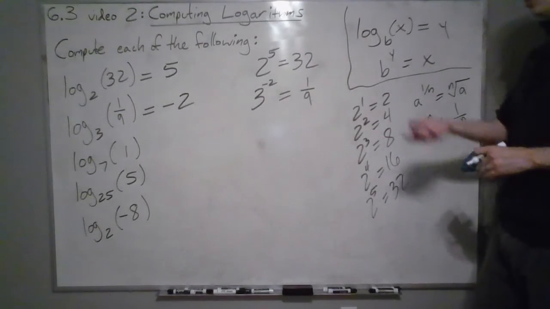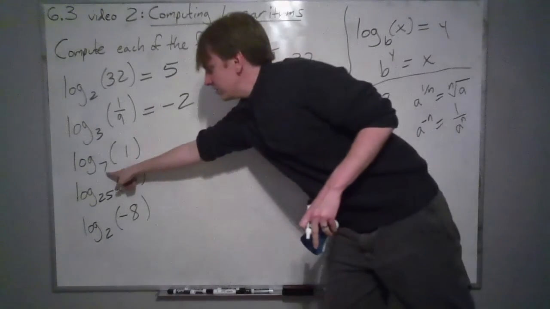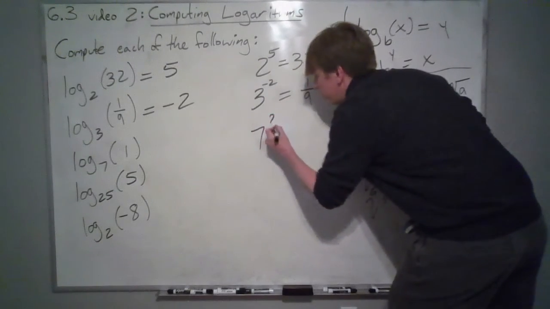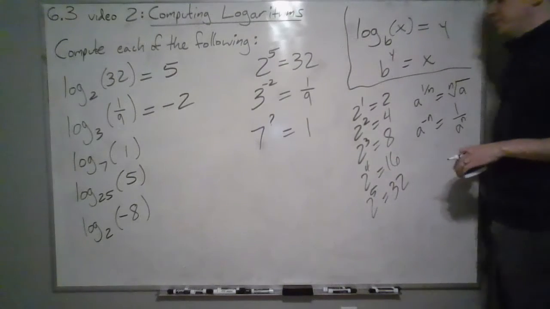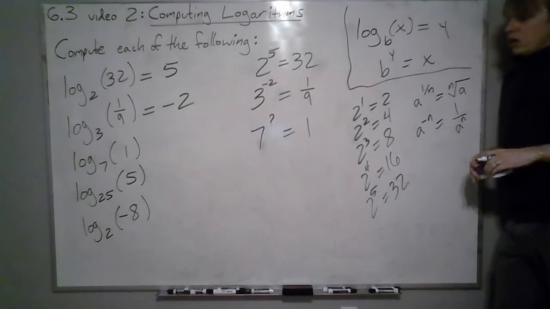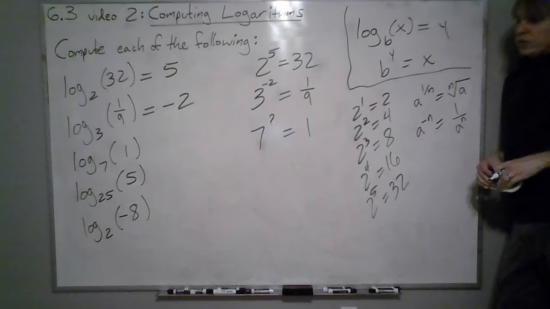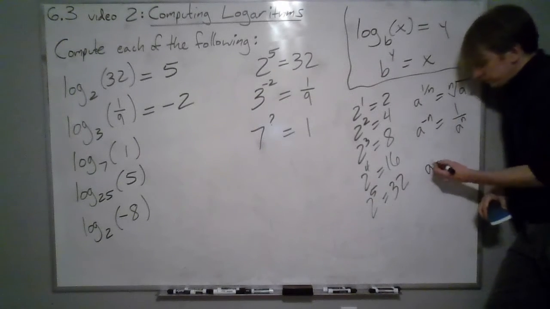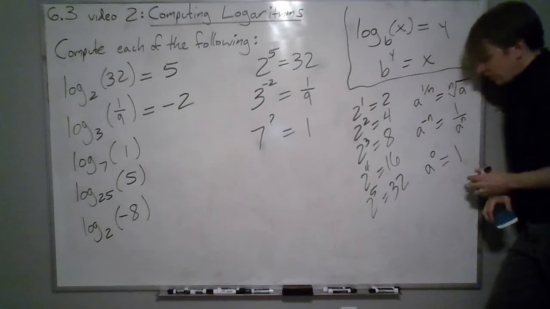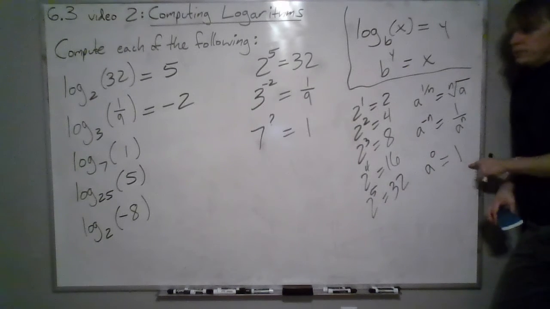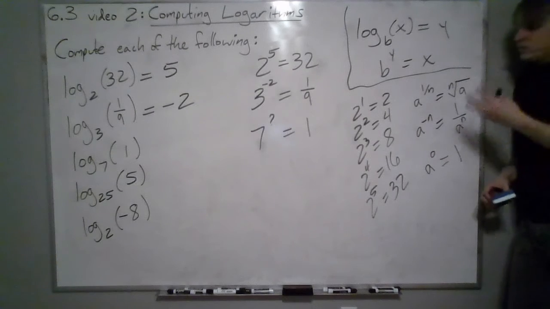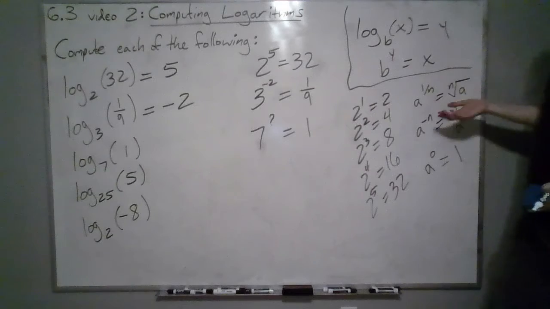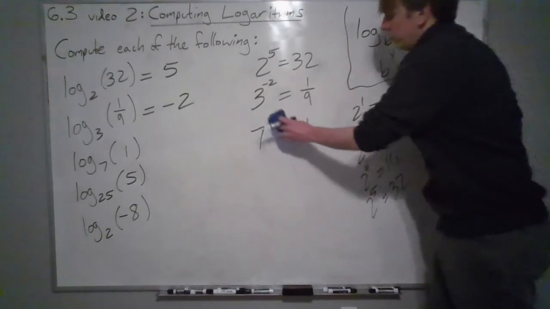Okay, let's try another one. The base is 7. The answer is 1. So 7 to a mystery power is supposed to be equal to 1. And this is one that we should have somewhere deep, deep, deep in the vaults of our memory. Because any number to the 0 power spits out 1. So it doesn't even matter that the base is 7. Anything to the 0 spits out 1. And so if a power of 7 is equal to 1, the power must be a 0.